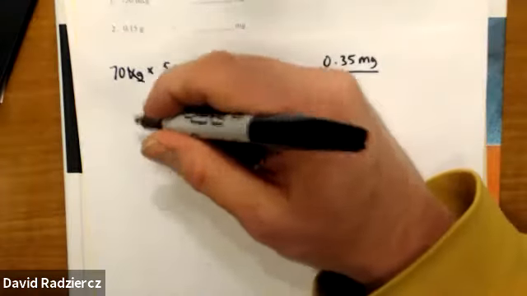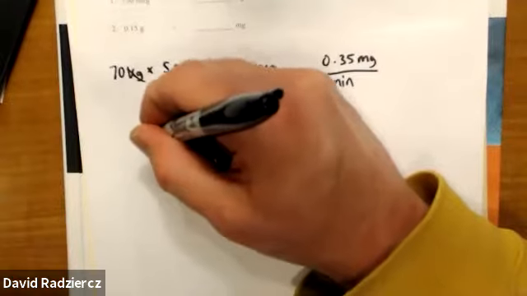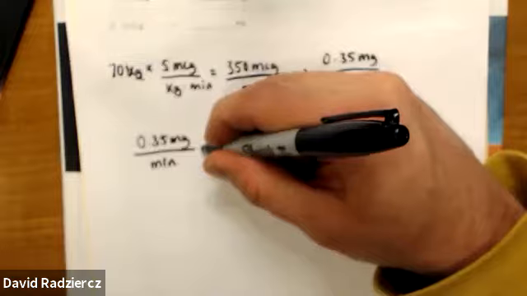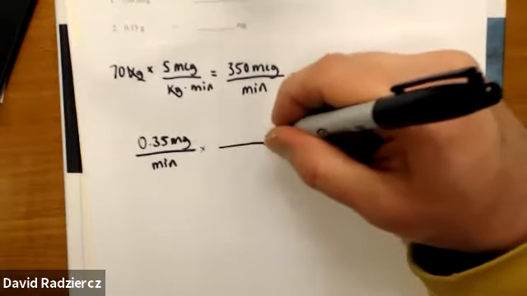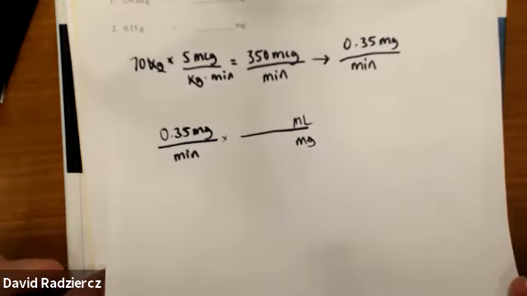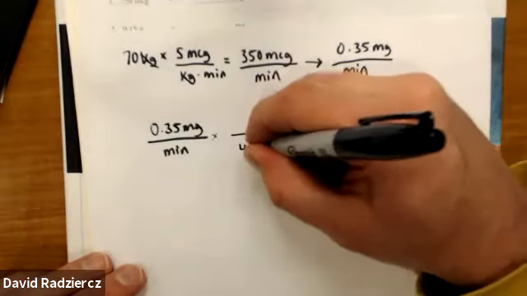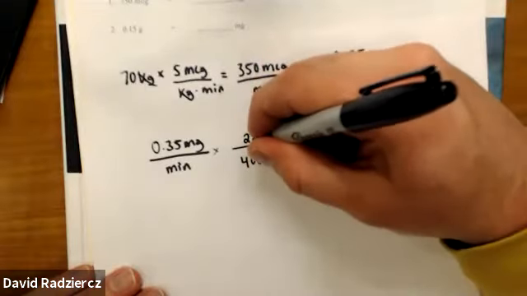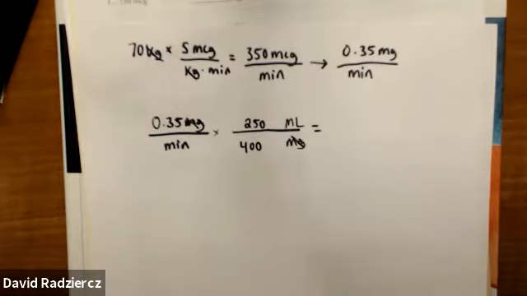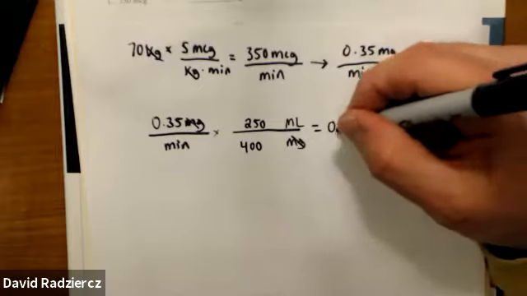So now that we have the 0.35 milligrams, now we can go from milligrams per minute to milliliters per minute. And so what I need is milliliters and I need to get rid of milligrams. And that's what the available allows me to do. So the available is the 400 milligrams and the 250 ml. So we can eliminate milligrams. Then we have 250 times 0.35, 87.5, and then divided by 400.